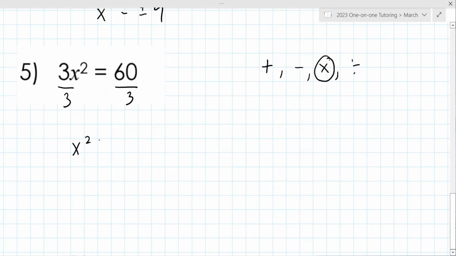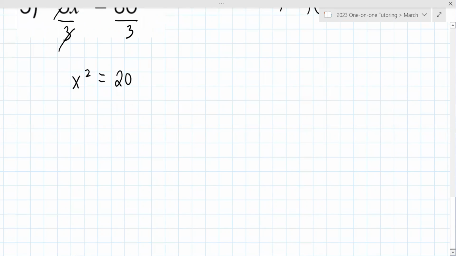So you've got x squared equals, dividing both sides by 3, so those cancel. What is 60 divided by 3? I don't know, I don't have a calculator. Okay, it's 20.